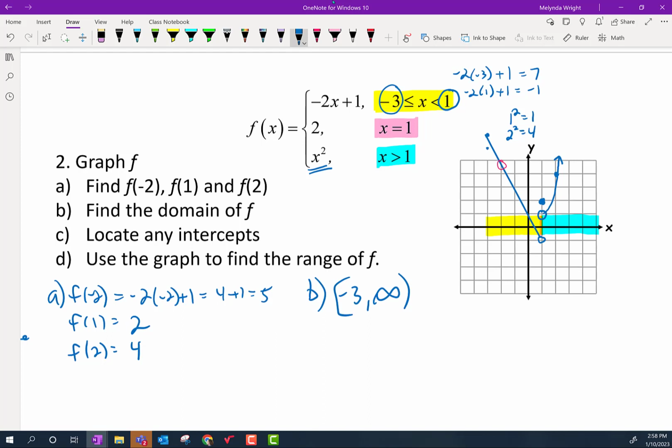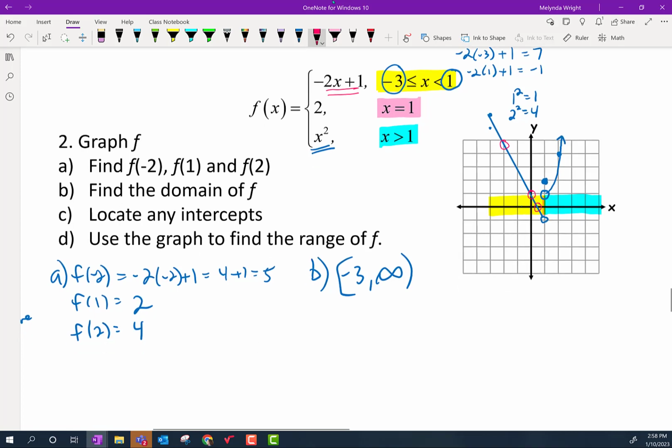Okay, intercepts. So intercepts are both x and y intercepts. So let's circle them on the graph. So that is an x-intercept and that is a y-intercept. And they both actually happen in the first piece. That's where both of those intercepts are, in the first piece. It doesn't always have to be like that.